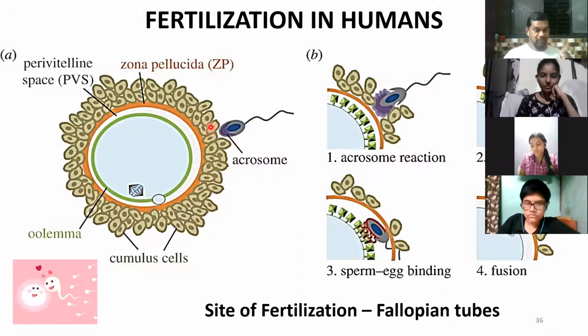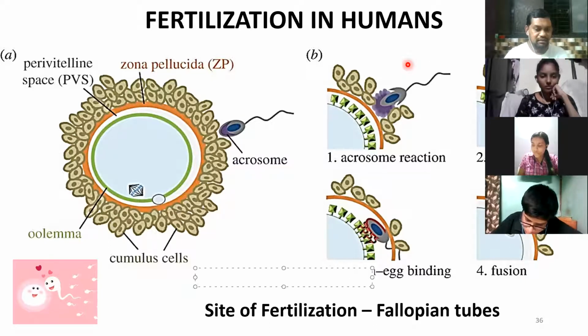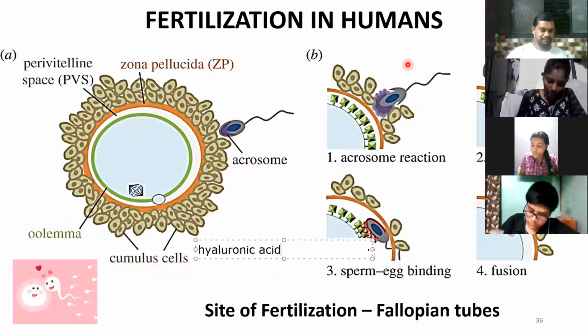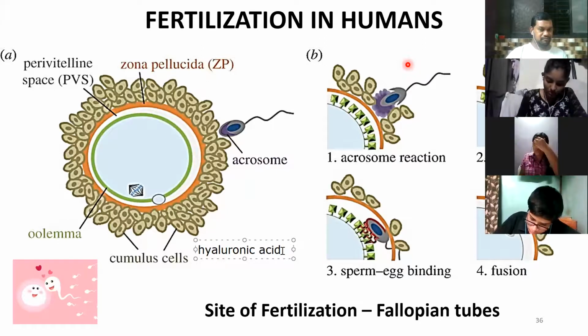क्या करेगा? These corona radiata cells, they are individual cells. They are stuck to each other by a compound which is called hyaluronic acid. I'll write the name over here. These corona radiata cells are stuck to each other by a compound called hyaluronic acid. Okay, so चिपके हुए, it's like a gum which is keeping those cells stuck.